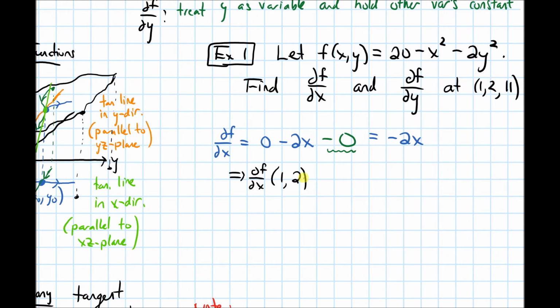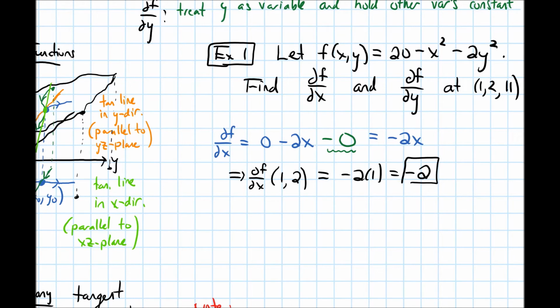I don't write the z-coordinate here. Actually, let me say it this way. I don't need to write the z-coordinate here because my function is a function of two variables. There's an x and there's a y. So the input for my function just consists of the point that has the x-coordinate and the y-coordinate. So if I plug that in, we'll get negative 2 times 1, which is negative 2. All right, so that's the partial derivative with respect to x at this point.